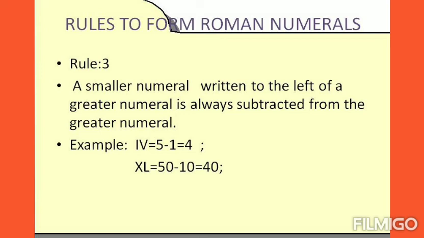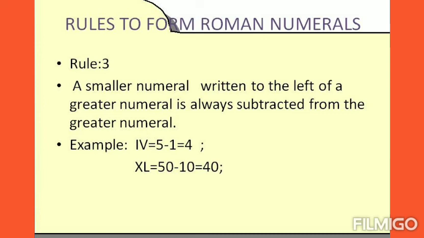Now the rule number 3, it is the opposite of rule number 2. In rule number 2, we have added the smaller value to the greatest value. But in rule number 3, we will subtract the smaller value from the greatest value. That is, if the letters are arranged in ascending order, means smaller number to bigger number, then we will subtract the smaller value from the greater value. Here is your example. I V. I is the smaller value 1, V is the bigger value 5. So we have to subtract. 5 minus 1 is 4.